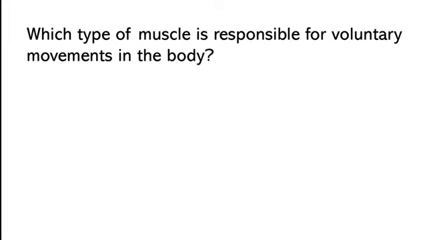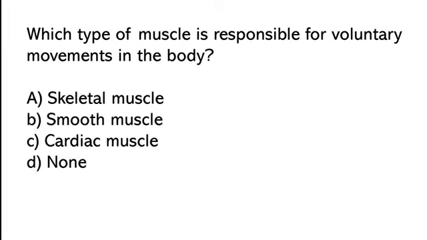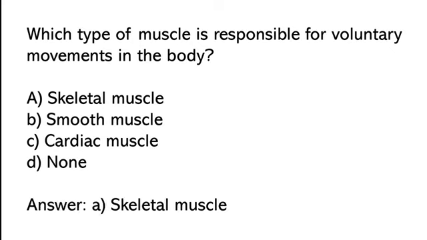Which type of muscles is responsible for voluntary movements in the body? Skeletal muscle, smooth muscle, cardiac muscle, none. So the correct answer is option A, skeletal muscle.